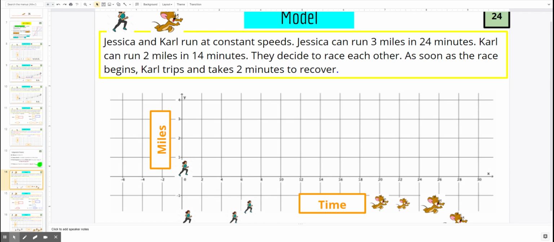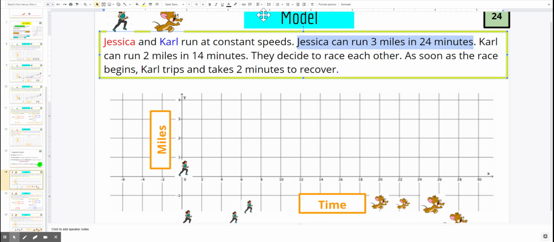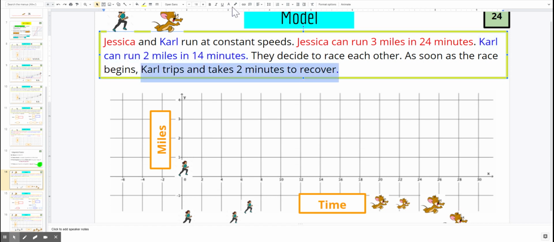I'm going to read it for a second time now and pick out some important information. I'm going to highlight anything that has to do with Jessica in red, anything that has to do with Carl in blue. So here we go. Jessica and Carl run at constant speeds. Jessica can run 3 miles in 24 minutes, and Carl can run 2 miles in 14 minutes. They decide to race each other, and as soon as the race begins, Carl trips and takes 2 minutes to recover. All right, so I know I have my information here.